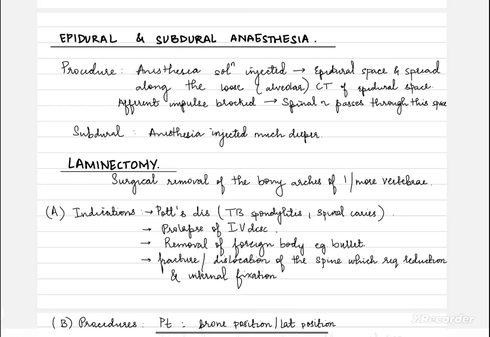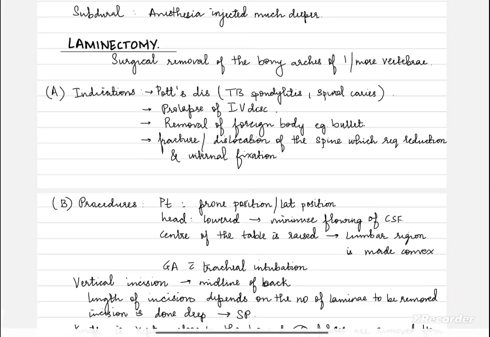Epidural and subdural anesthesia. Now the procedure of this is: anesthesia solution injection is given in the epidural space and spreads along the loose alveolar connective tissue of the epidural space. Afferent impulses are blocked. Spinal nerves pass through this space. Subdural anesthesia is injected much deeper.